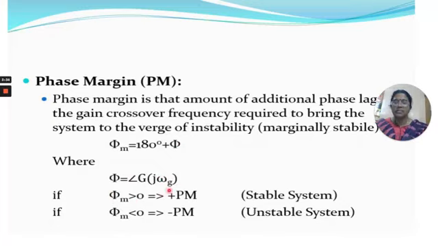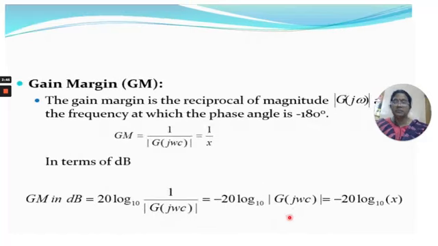Gain margin is the reciprocal of the magnitude of G(jω) at the frequency at which the phase angle is minus 180 degrees. So GM is equal to the reciprocal of G(jωc), where ωc is the frequency called the phase crossover frequency. This is represented by x. If you represent the gain margin in dB, the formula is 20 log10 of 1 by G(jω) at the phase crossover frequency, that is, minus 20 log10 of G(jω) at the phase crossover frequency.